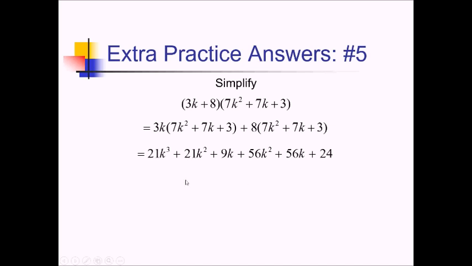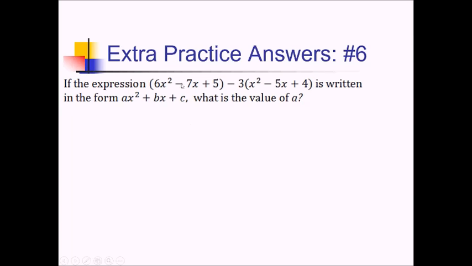Combining like terms, it looks like 21k cubed is the only cubic term, so we'll just bring that down. 21k squared and 56k squared have the same exponent and variables, so those can be combined to give us 77k squared that we're adding in there. And then 9k and 56k can get added, that's 65k. And then the 24 just comes down because there's nothing to combine it with.